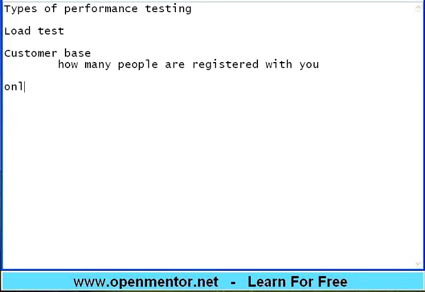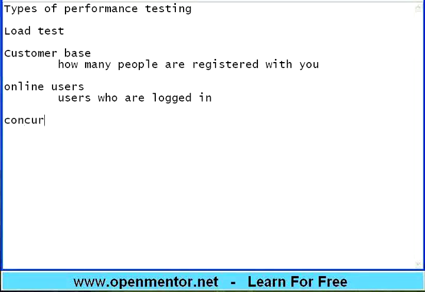Then there is something called online users. Online users mean users who are logged in. That means you logged into Facebook or Skype or Hotmail or Yahoo Mail or Gmail, but don't do anything. Just log in, keep the window open. That means you are a valid customer. At the same time you are connected to the server, but you are not doing something with the server.